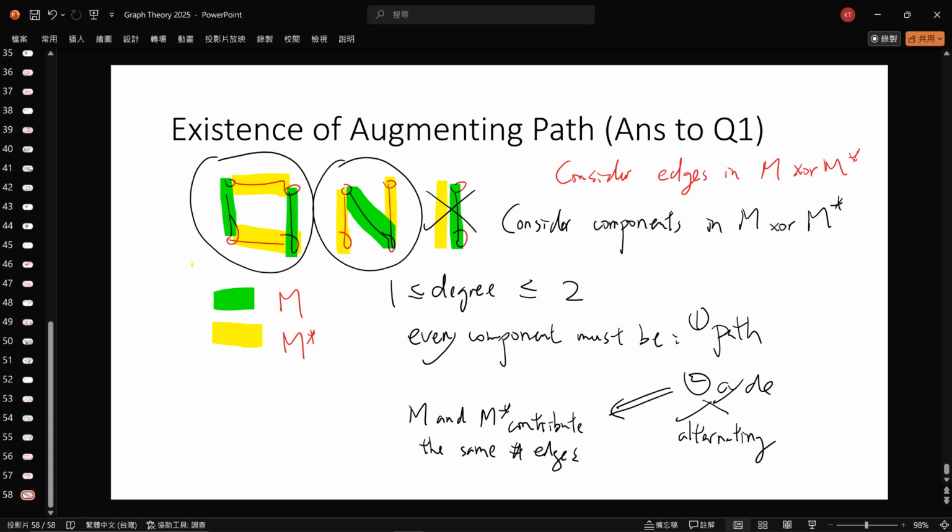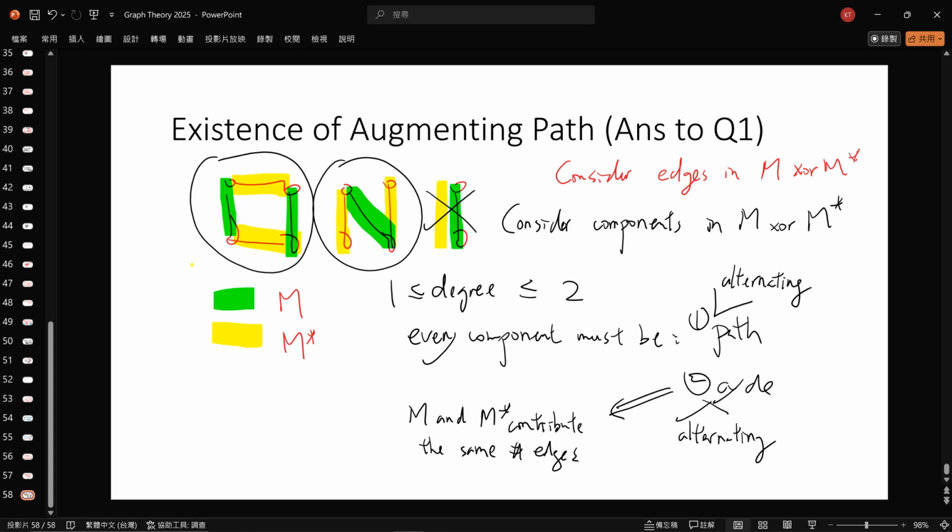And the other case is when the component is a path, okay? So again, this must be an alternating path, right? So if you consider the edges on the path, then you cannot have two edges that are connected and from the same matching, because otherwise you have two edges in the same matching that share endpoints, okay? So that's not a matching. So we know that, again, this must be an alternating path. All right?